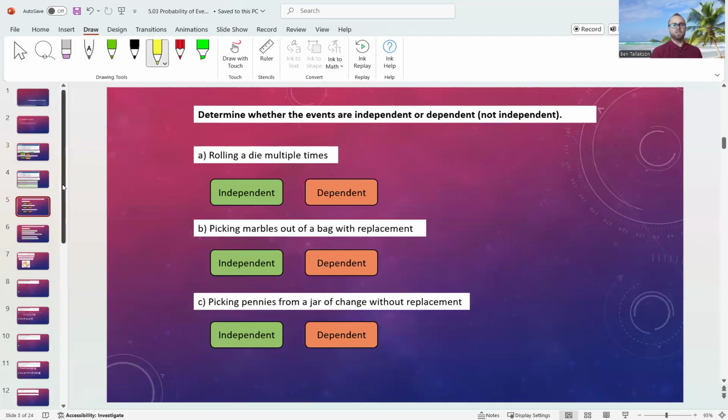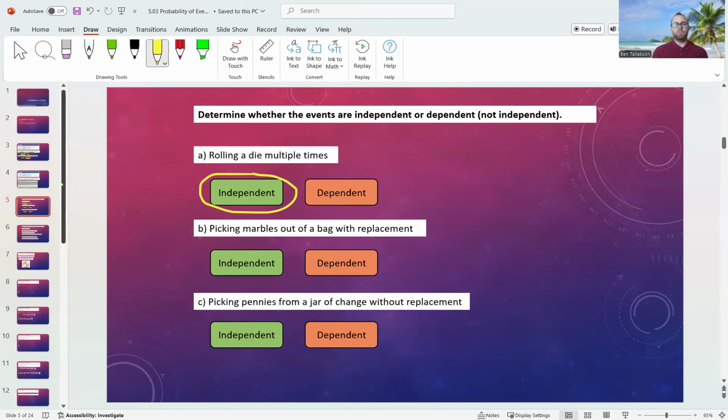What about these? A little more practice for you. See how you do. Okay, rolling a die multiple times. You're rolling the same die over and over and over. Nothing else is happening, so it doesn't depend on anything.